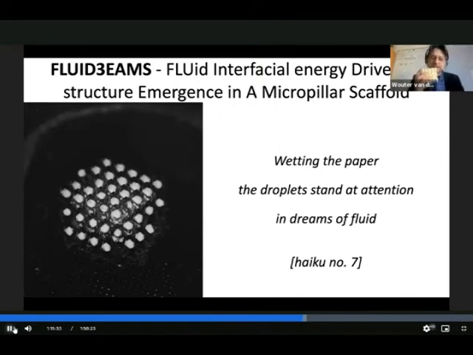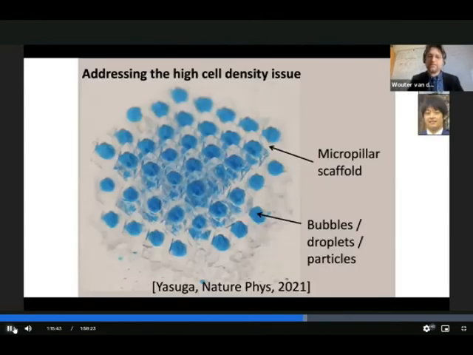And this is the inspiration for haiku number 7. Wetting the paper, the droplets stand at attention in dreams of fluid. Here you see an image how this looks like in a microscale. So these are little droplets of size 0.5 millimeter, and they are spaced apart with 1 millimeter in this specific image.